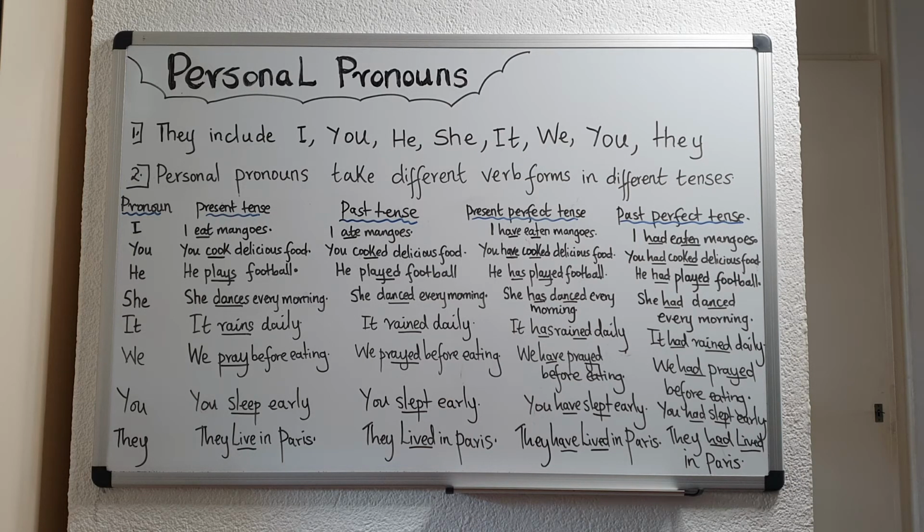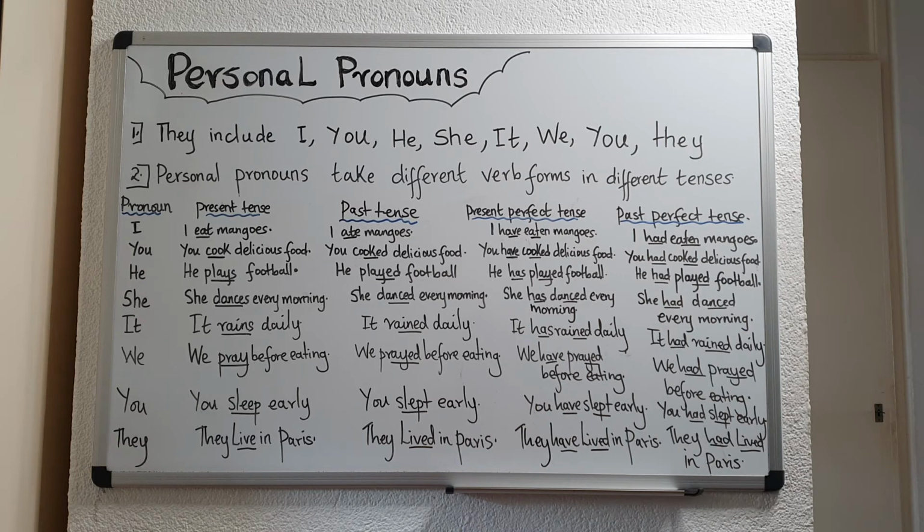It rains daily. Again, just like with he and she, in the present tense, you combine the personal pronoun it with the verb and then you add an S. It rains daily. You can never say it rain daily. No, that is not correct English.